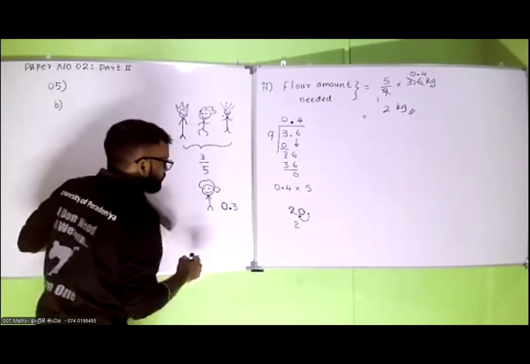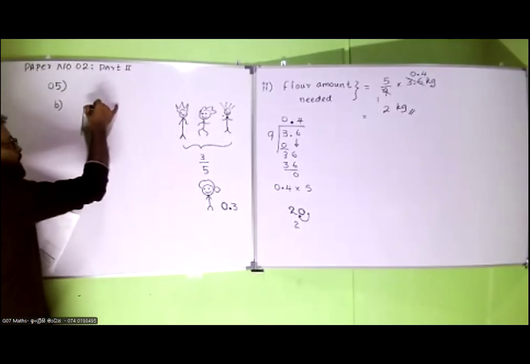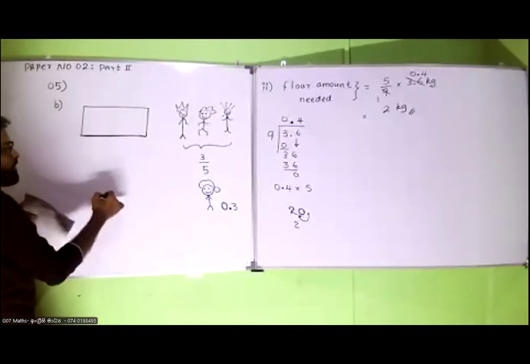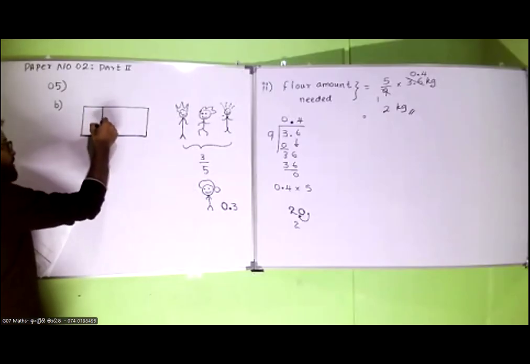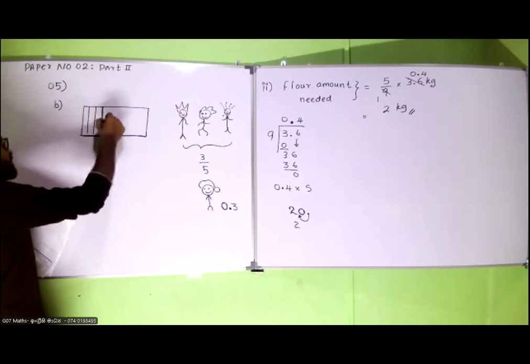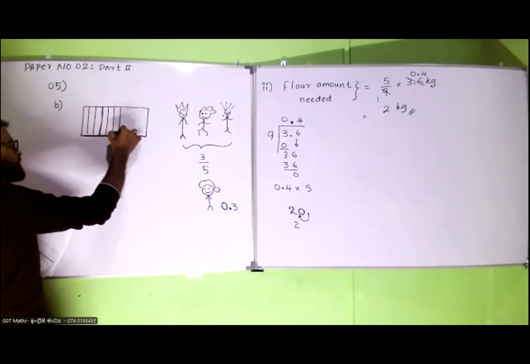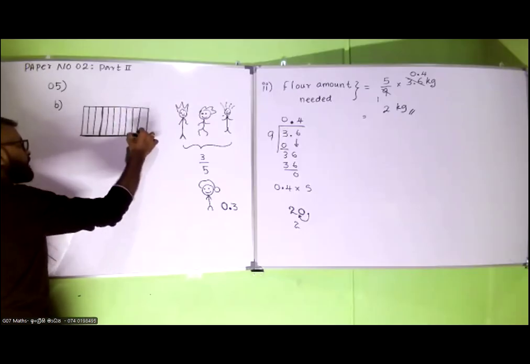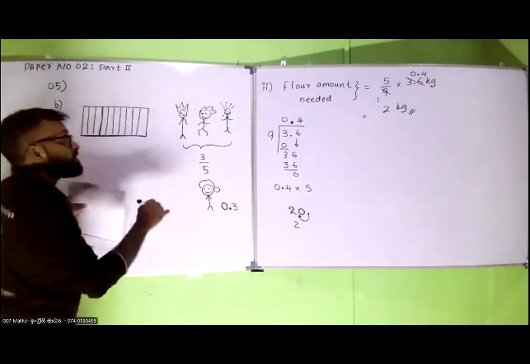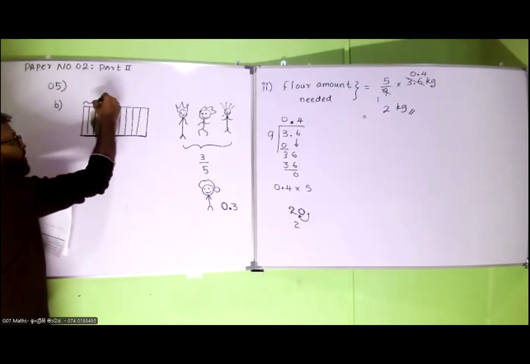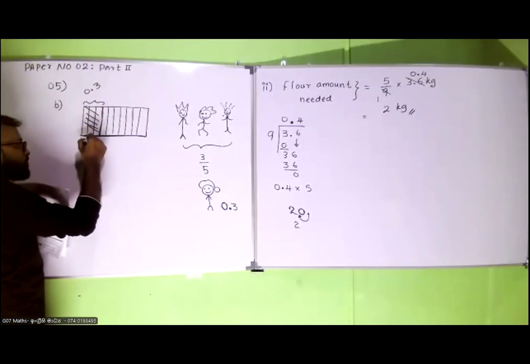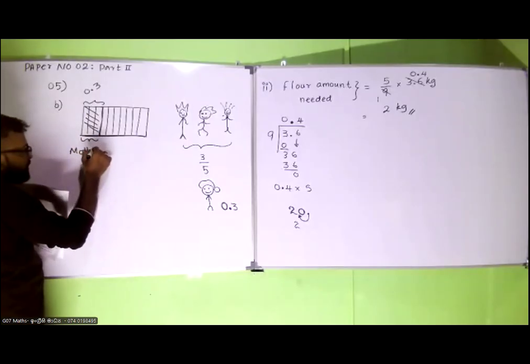If I draw this total land and divide it into 10 equal parts, 1, 2, 3, 4, 5, 6, 7, 8, 9, 10, there are 10 parts. 0.3 means 3 parts have been given. These 3 parts are for the mother.